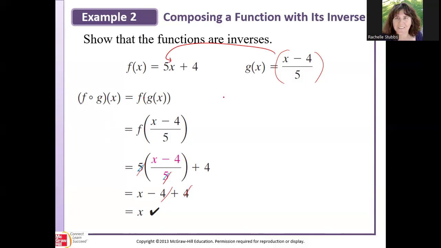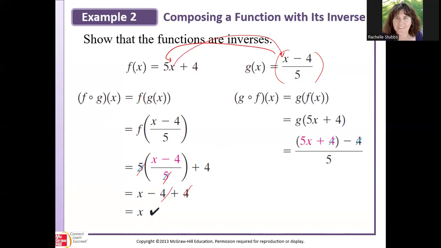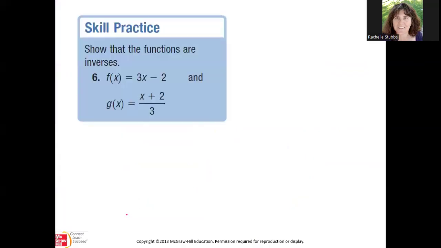But now I've got to prove g composite f. This time I put this into here. So 5x plus 4, subtract 4. These 4s will cancel out. 5x over 5, the 5s divide out into being a 1, and I'm left with x. So both when I did the composite function, f composite g or g composite f, they both turned out to be x. These are inverses.